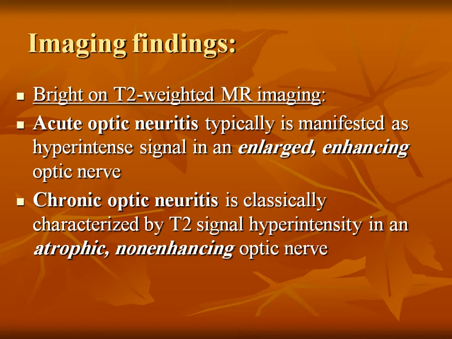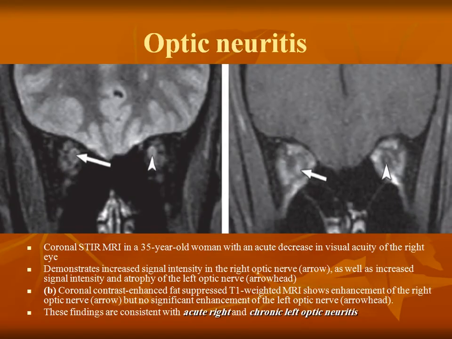Like any other inflammation, there is edema, increased T2 signal intensity, and swelling. Okay? Chronic optic neuritis is classically characterized by T2 signal hyperintensity in an atrophic, non-enhancing optic nerve. So, if the optic nerve is enlarged, this is acute optic neuritis. If it is a hypoplastic, atrophic optic nerve, it is chronic optic neuritis. Okay? You can see here, it's clearly obvious.